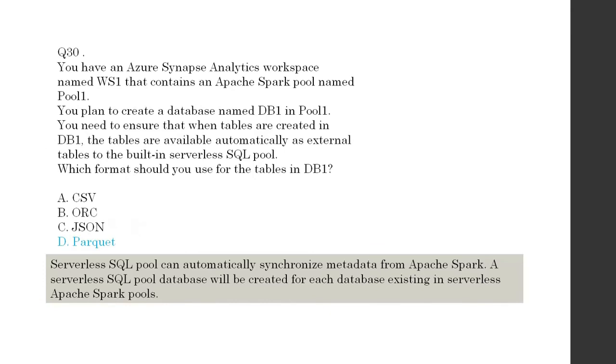Moving to question number 30. You have an Azure Synapse Analytics workspace named WS1 that contains an Apache Spark pool named Pool1. You plan to create a database named DB1 in Pool1. You need to ensure that when tables are created in DB1, the tables are available automatically as external tables to the built-in serverless SQL pool. Which format should you use for the tables in DB1? The best format is Parquet. A serverless SQL pool can automatically synchronize metadata from Apache Spark. A serverless SQL pool database will be created for each database existing in the serverless Apache Spark pool. So the answer here is Parquet files.